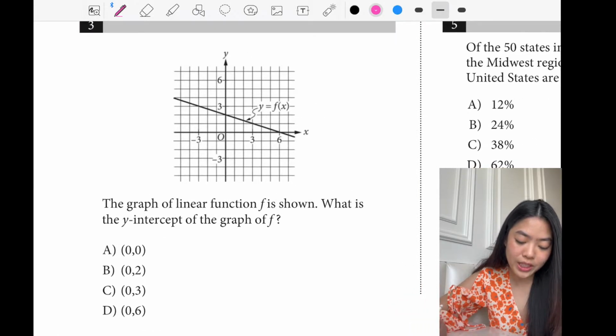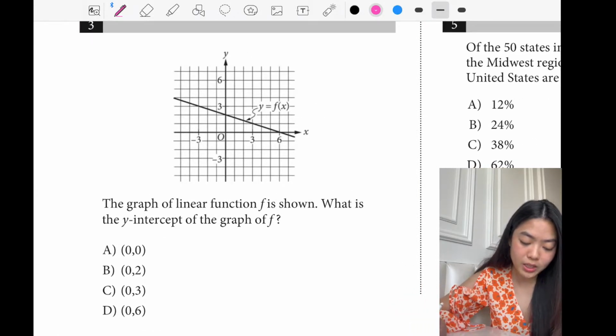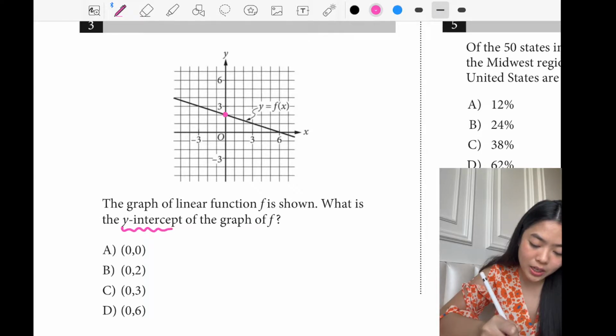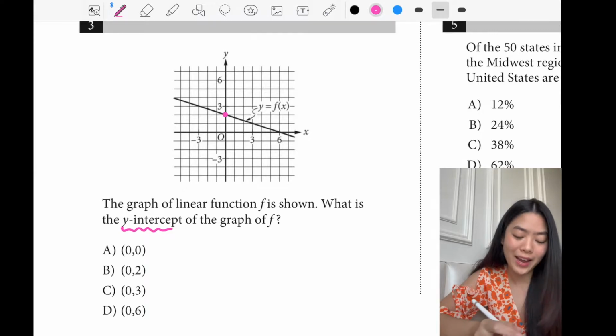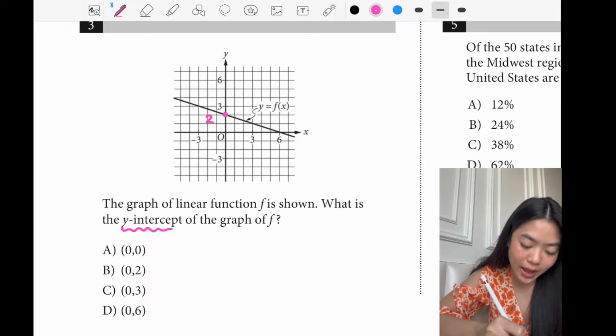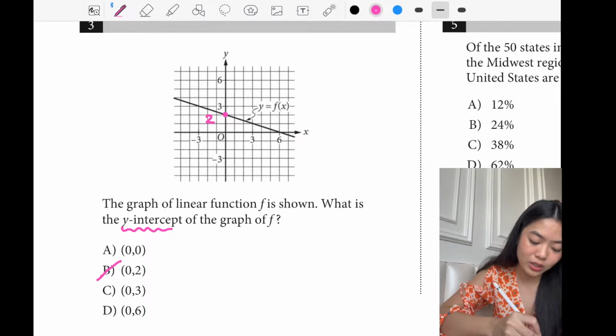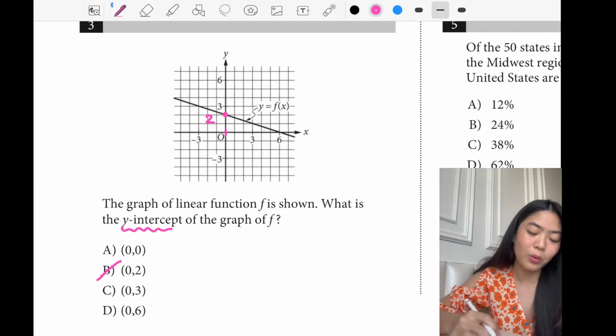Okay. Next one, 3. The graph of linear function f is shown. What is the y-intercept? So for the y-intercept, we can just take a look at where the graph cuts the y-axis, and here it is cut when x equal to 0, and y is 2. Therefore, the y-intercept is 2.